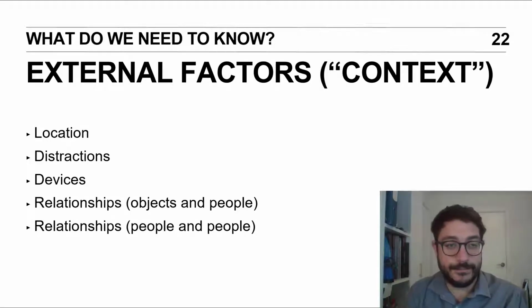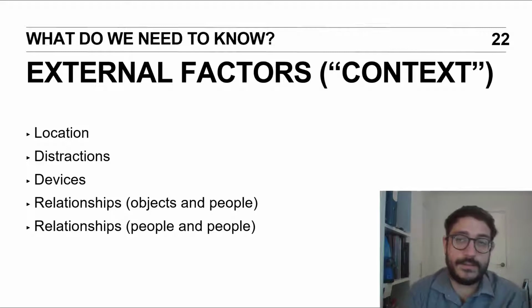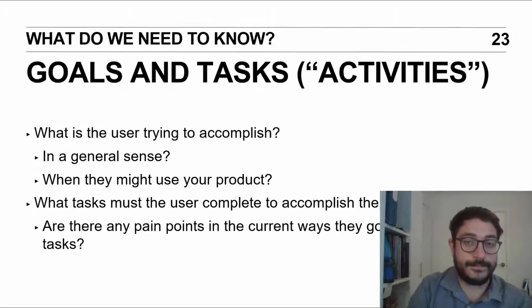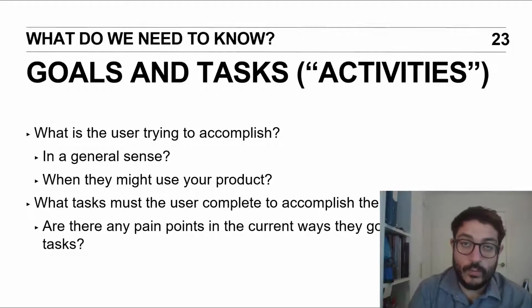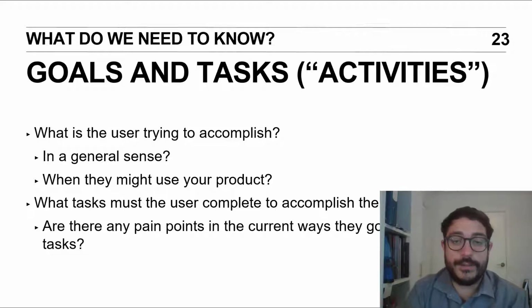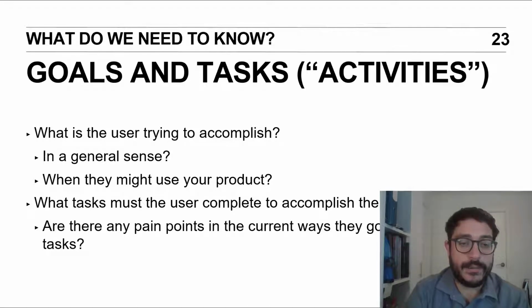And some external factors: location, distractions, devices, relationships between the objects and people, and relationships between people and other people. Goals and activities, or goals and tasks, which are the activities. What is the user trying to accomplish? In a general sense, when they might use your product. What task must the user complete to accomplish their goals? Are there any pain points in the current way they go about these tasks?